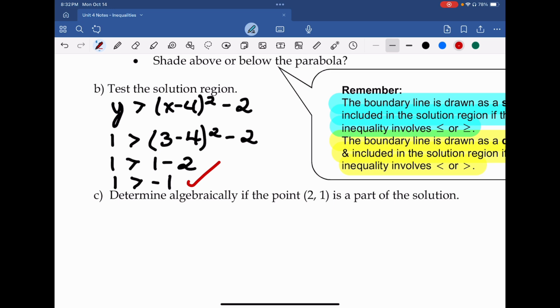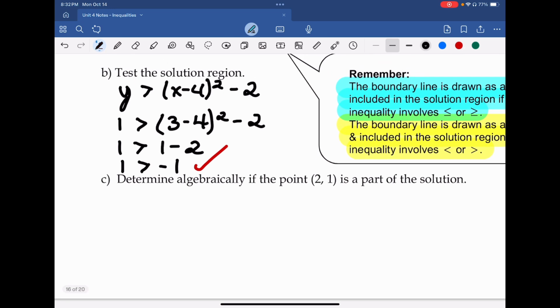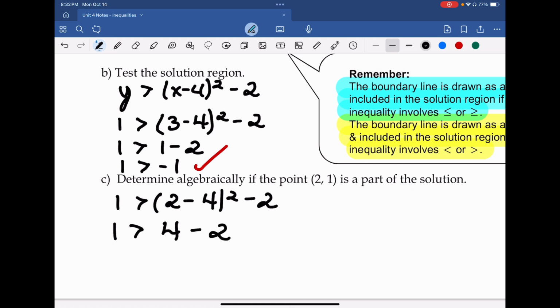Okay, now determine algebraically if the point 2, 1 is a part of the solution. Well, we're going to do the exact same thing here. So rather than us picking some point on the graph that's in that solution region, they've given us a value. Let's plug it in. For y, it's 1, which is greater than the x value, 2, minus the p value 4, squared, minus 2. This is going to give us 1 is greater than 2 minus 4 is negative 2 squared. Negative 2 squared is 4. 4 minus 2. 1 is greater than 2. No. Therefore, 2, 1 is not a solution.